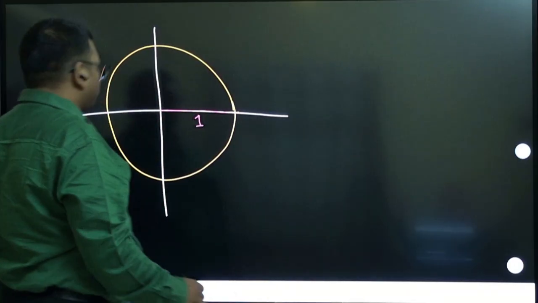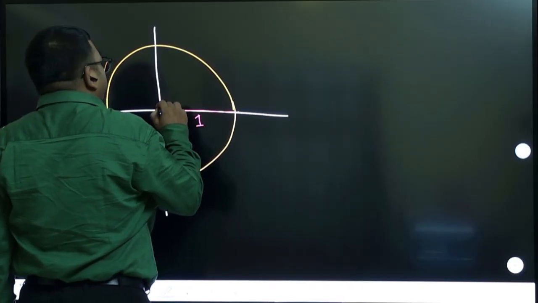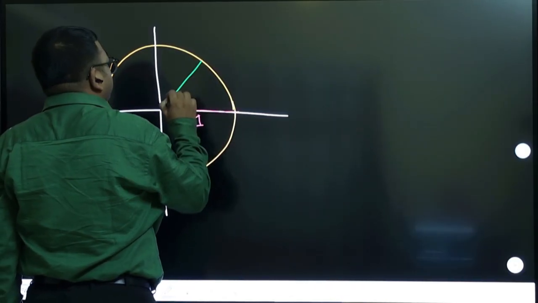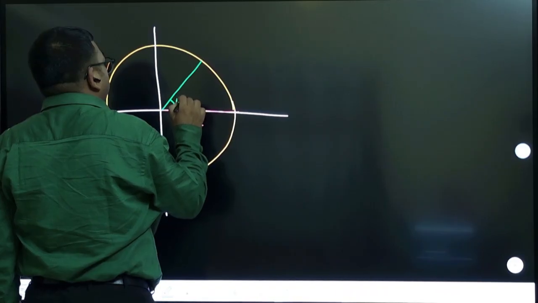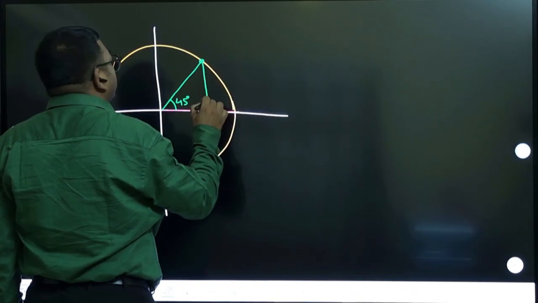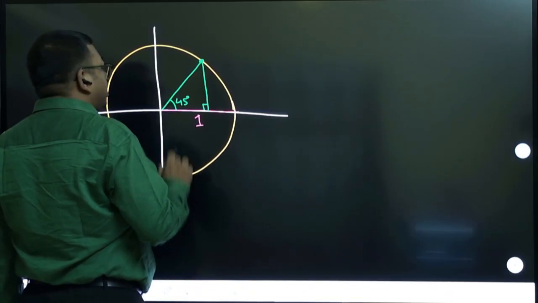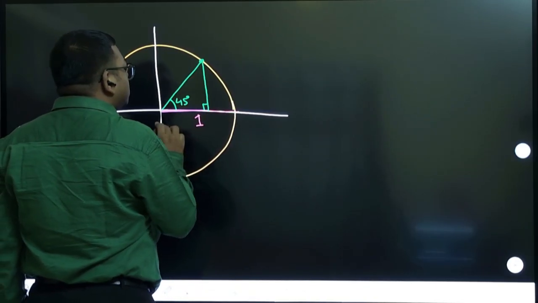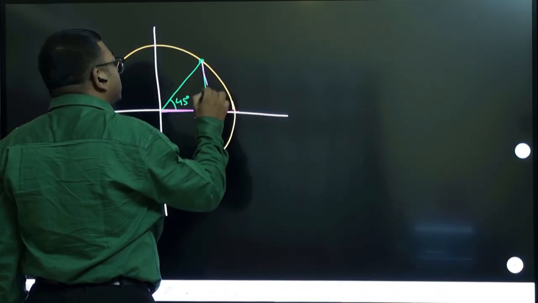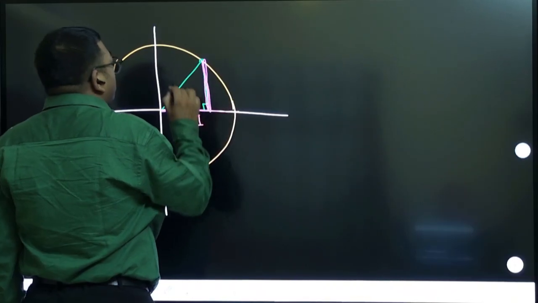So what I will do is I will make it like this. Okay, 45 degrees I will make, and then from here I need to drop a perpendicular. Once you can draw this, you will be able to measure how much is this length and how much is this length. This length when you try to measure it. Okay, and this is 1.